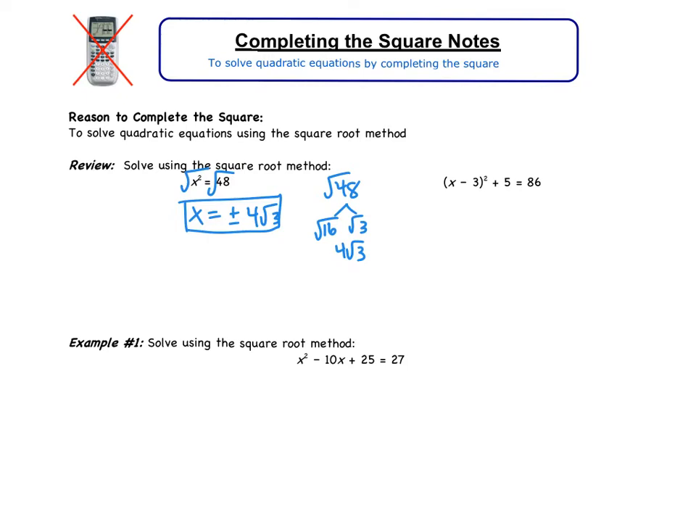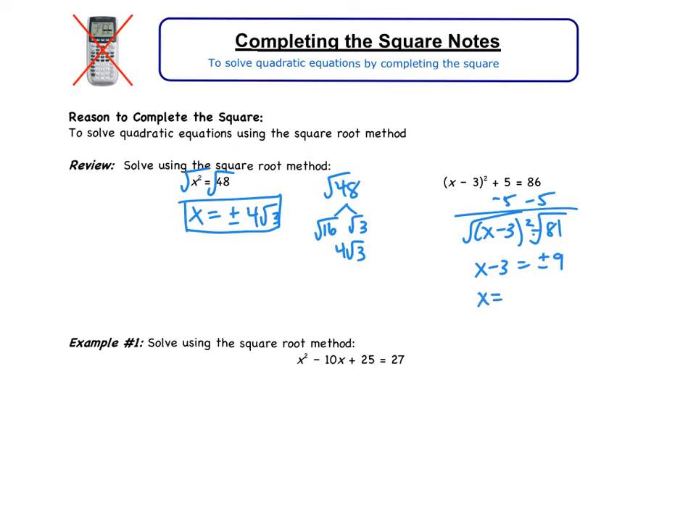The equation to the right is a little bit more complicated. We can still use the square root method because we have a squared term and no singular or linear term. So we need to get that squared part alone. I'm going to subtract 5. So I get x minus 3 squared equals 81. At this point, we can take the square root. So we get x minus 3 equals plus or minus 9. Don't forget the plus or minus.